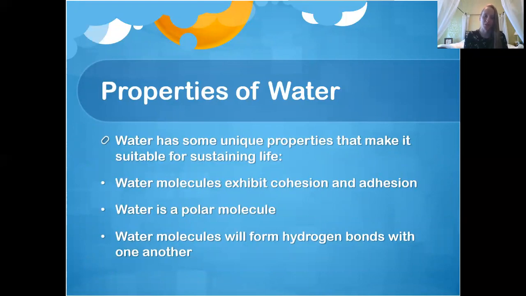Water does have some unique properties that make it special compared to a lot of other liquids. One, it has both cohesion and adhesion, which we talked about when we were talking about plant biology in Science 10. Water is also a polar molecule, which we also talked about in Science 10, and water will form hydrogen bonds with other water molecules.